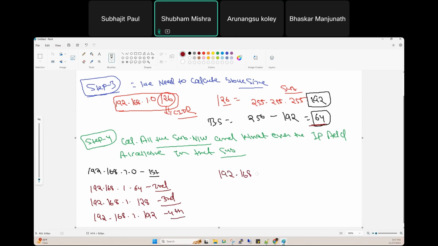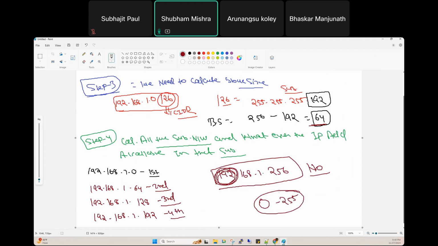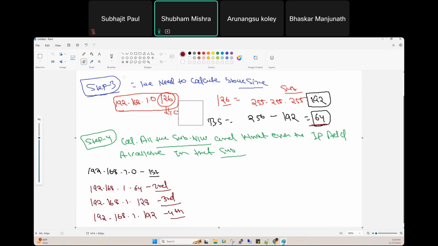192.168.1. 192 plus 64. How much? 256. Now tell me, is this valid? No, this is not valid, because in an octet, the maximum values will be 0 to 255. Everyone, the maximum value you can write is 0 to 255. But here the value we are getting is 256. That is not possible. So that's the reason this is called invalid. So maximum, how many subnets do we have, guys? 4. 1, 2, 3, and 4.